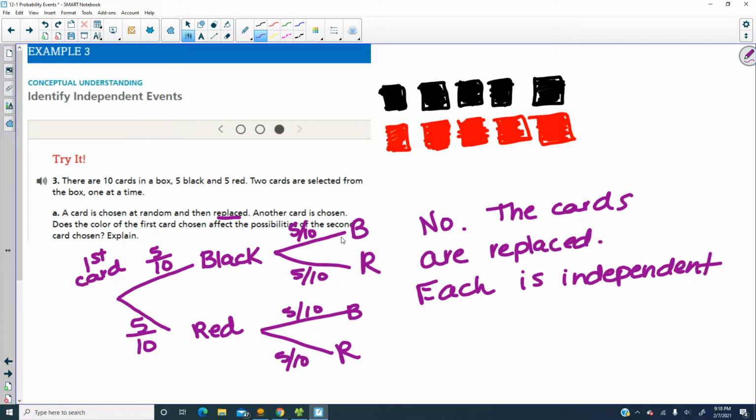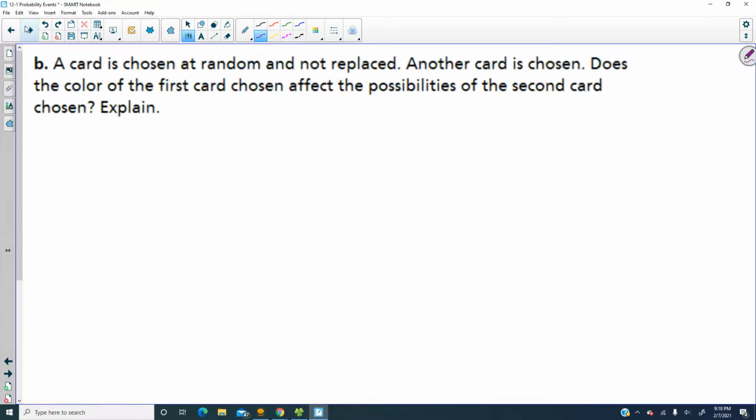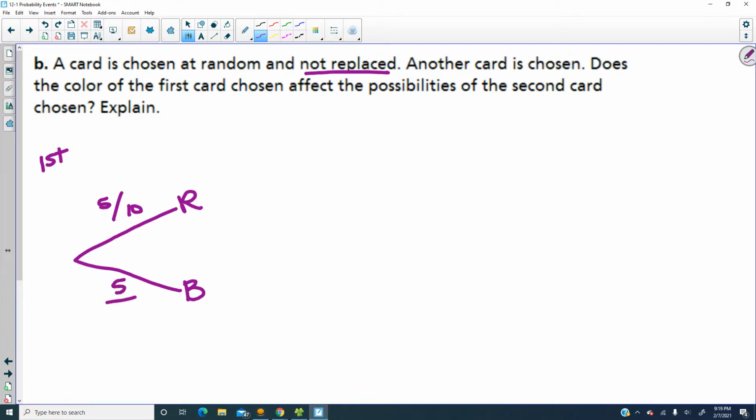Now let's look at B. This time a card is chosen at random and not replaced. We don't know what color it is, but we can make a diagram. So let's make a tree diagram. Might have a red card or a black card. Now there's still 5 red cards and 5 black cards at the beginning on my first draw. So I have 5 chances out of 10 of getting a red and 5 chances out of 10 of getting a black. But I could then draw a black or a red again.